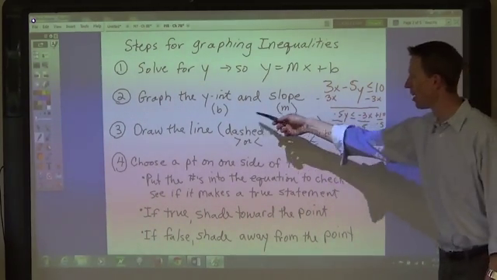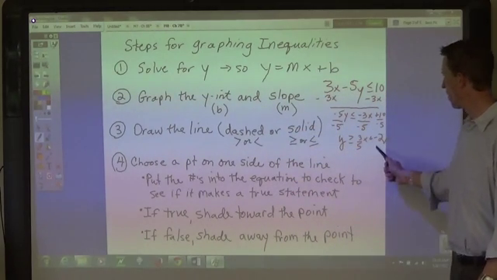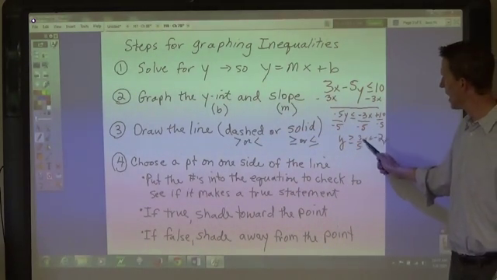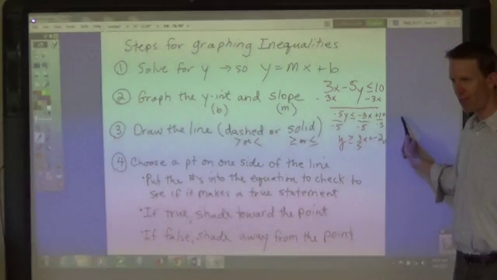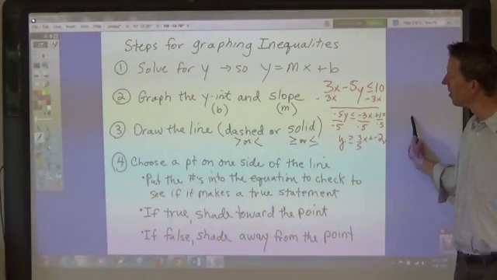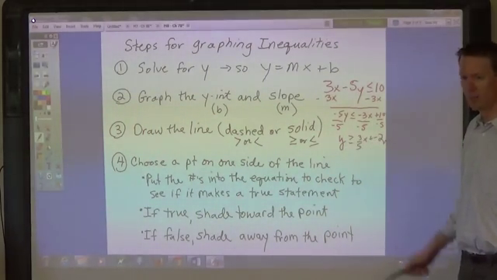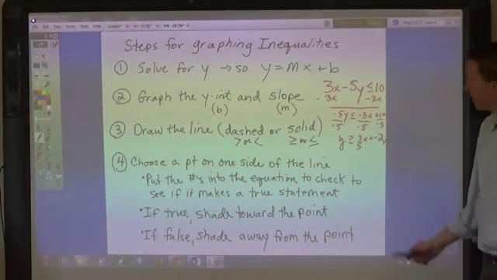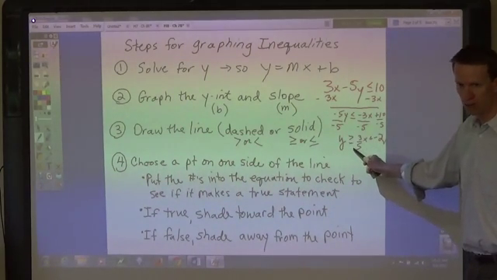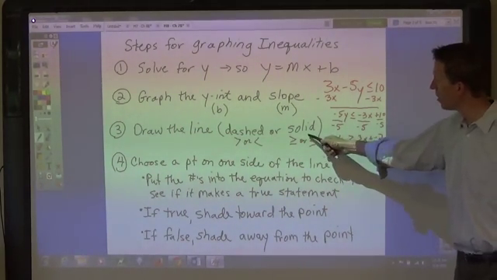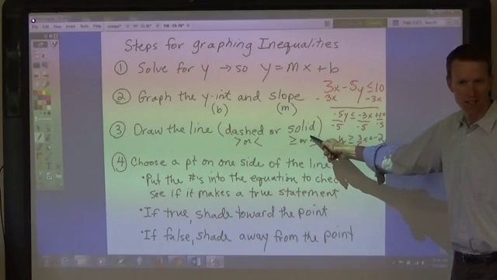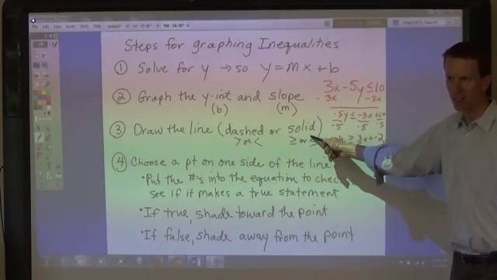So actually start with the y-intercept. We would graph negative 2, and then go up 3 and over 5. Then we would draw a line, and then we make the line specific to what kind of symbol we have. Since this is a greater than or equal to sign, we would use a solid line to graph it.